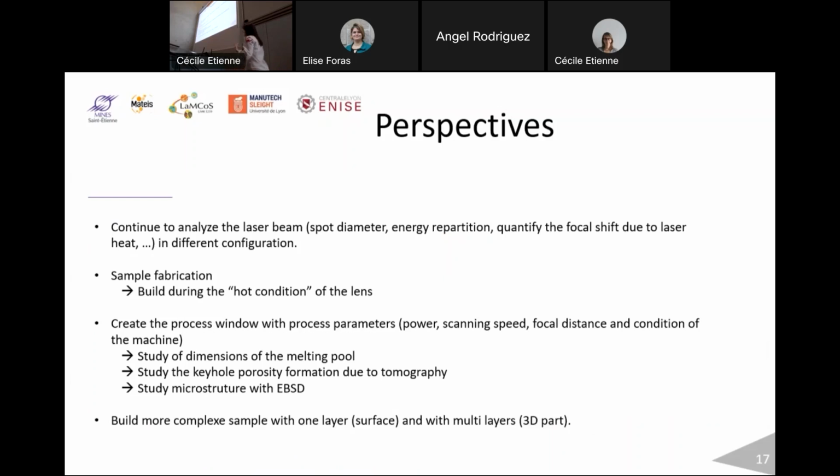And after, it will be interesting to build some surfaces with one layer but several single tracks, in order to build afterwards a multi-layer and a 2D part with keyhole condition.